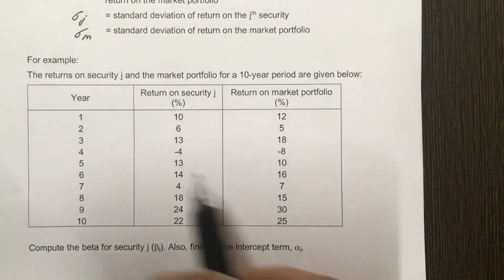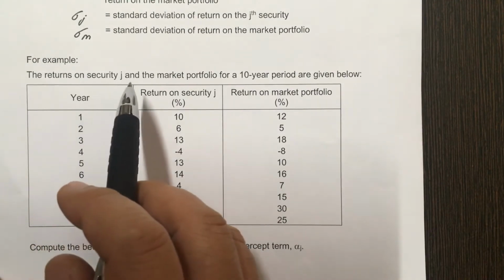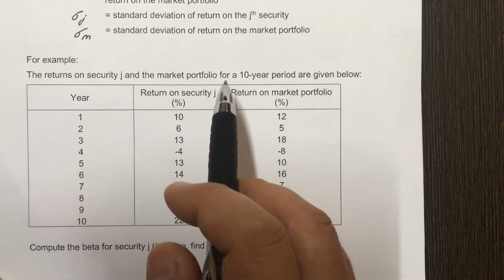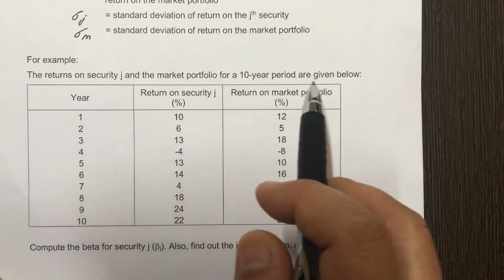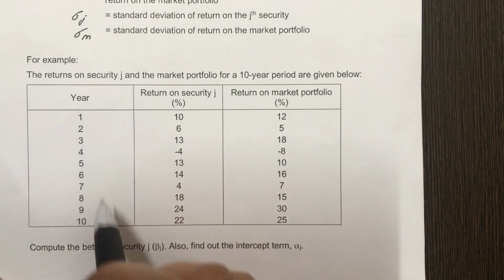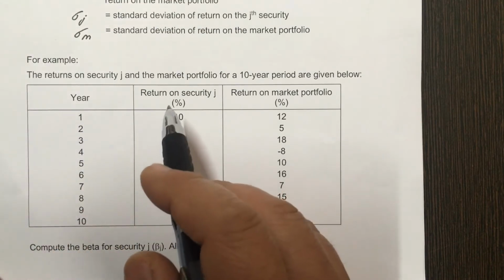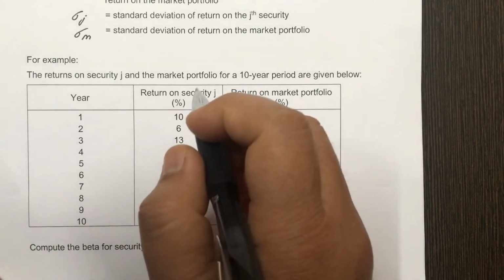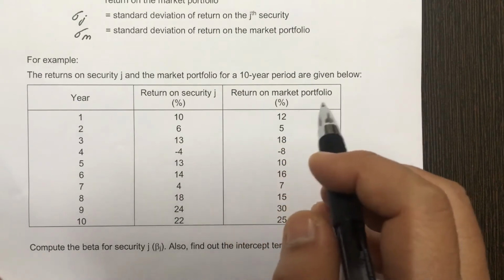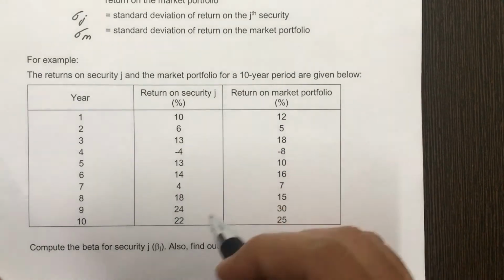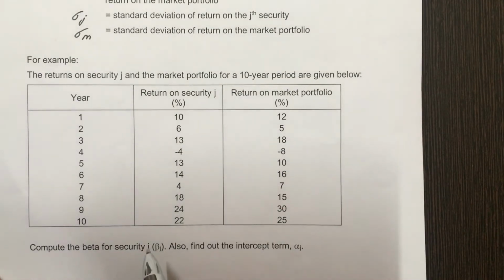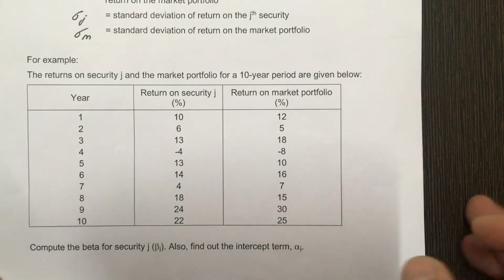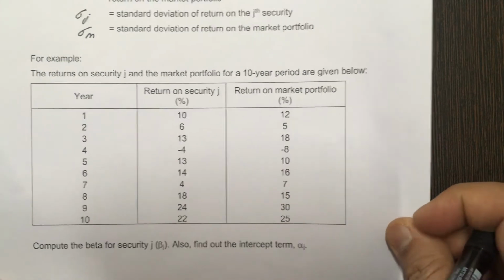Now let's look at this example. The returns on security J and the market portfolio for a 10-year period are given below. So year 1, 2, 3, 4, 5 till 10, return on security J, this is KJ, and return on market portfolio, so KM is given. Compute the beta for security J, beta J. Also find out the intercept term alpha J. Alright. Now how do you do that? How do you calculate the beta?